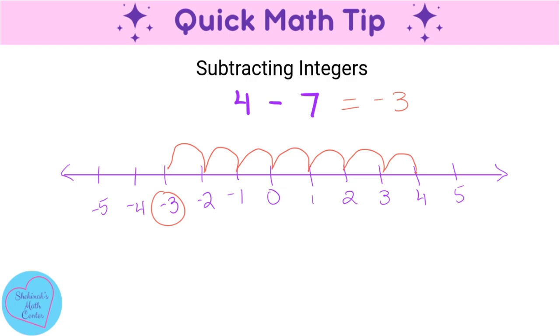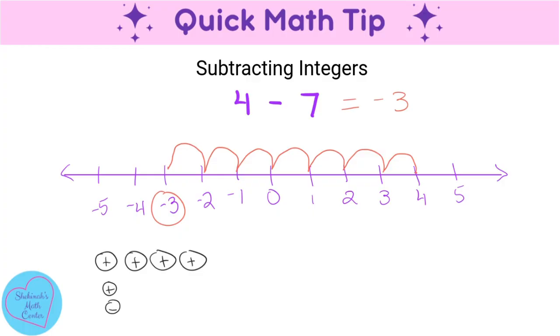Now let's do this with chips. So if we have a +4, we have to now take away 7. However, we don't have 7 to take away. So in this case, let's add 0 and let's keep doing that until we have what we need to take away. So let's add 0. Let's add a positive and a negative. So now we have 5 positives.